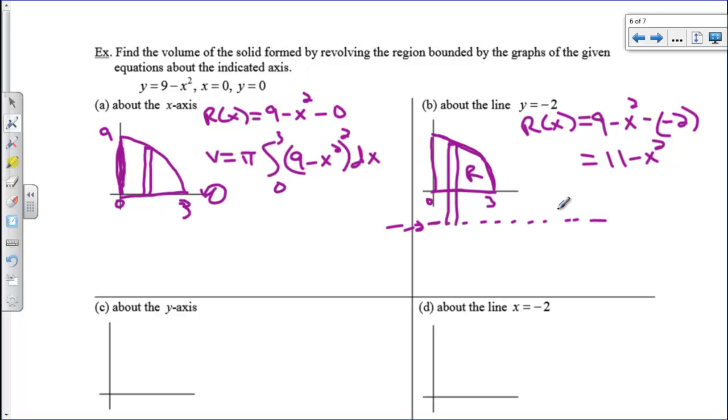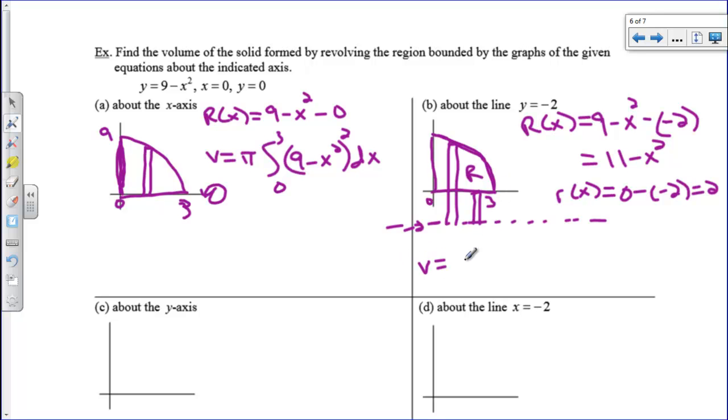However, this is empty space in here, so I now have to find my inside radius, which is going to be the size of the hole. And that's from the closest graph to the axis of revolution down to your axis of revolution. And again, we're going to think top minus bottom. Now the top graph would be y equals 0, and the bottom graph is y equals -2. So 0 minus -2 is just 2. So that's the size of the hole, or the radius of our hole.